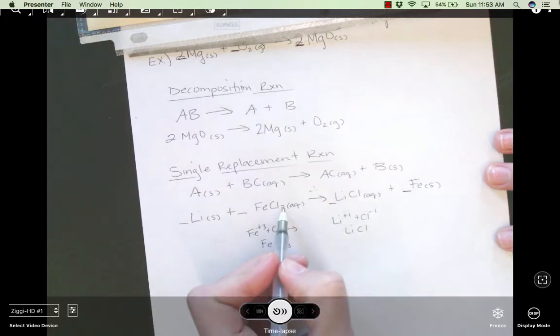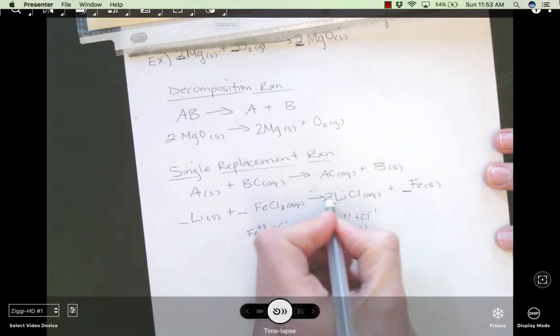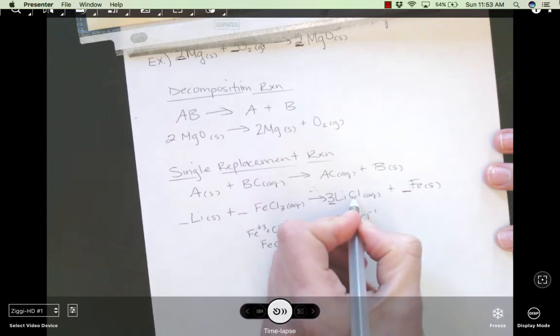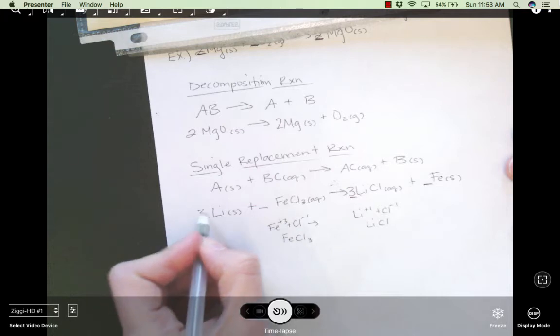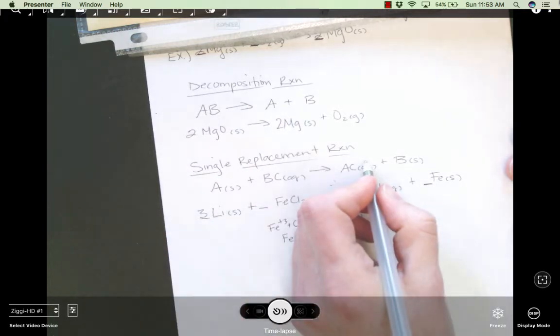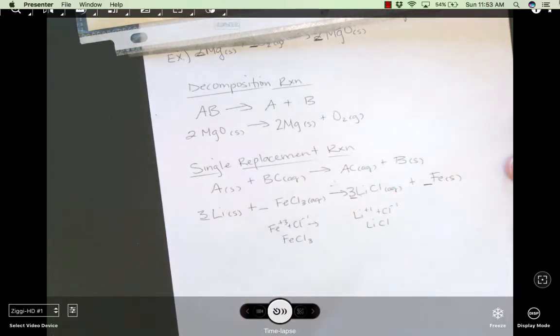So because I have 3 chlorines on the reactant side, I'm going to need to put a 3 over here to distribute to this chlorine, but I now have 3 lithium, so I'm going to come back over to my reactant side and put a 3 on the lithium, so now I have a balanced single replacement reaction.